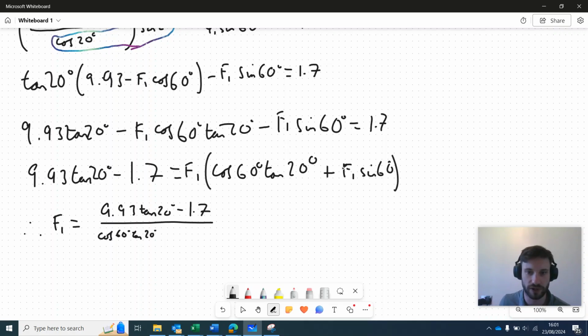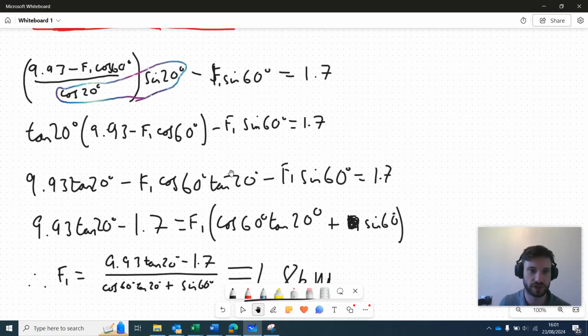I've written that wrong. I didn't need to write the F1 there at all. Apologies. Plus sine 60. Now, when I go ahead and bung 9.93 tan 20 minus 1.7 all over cos 60 tan 20 plus sine 60 in my calculator, I find that's equal to 1.8 kilonewtons. So that's my F1.